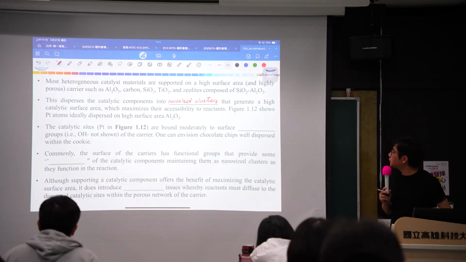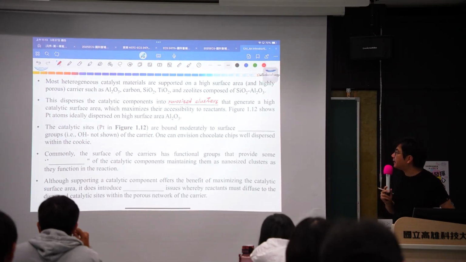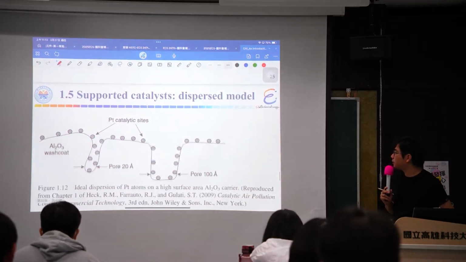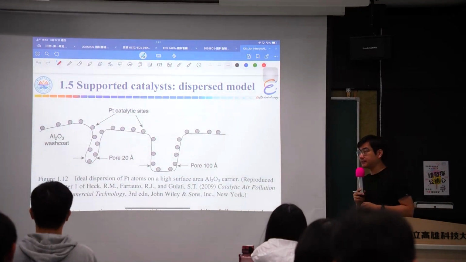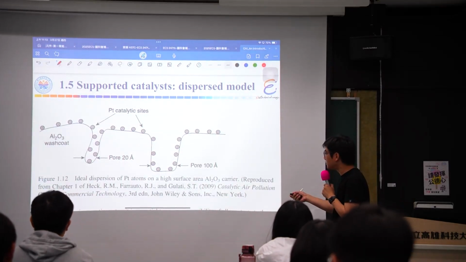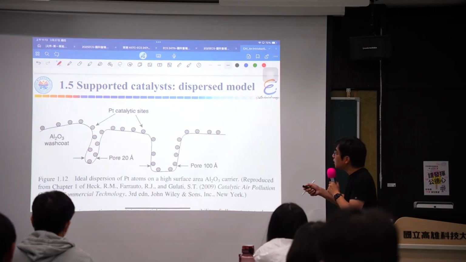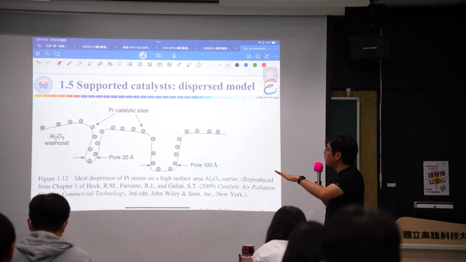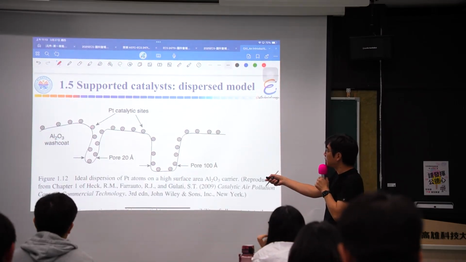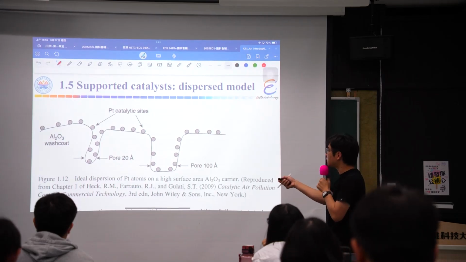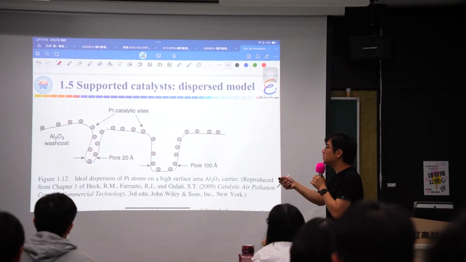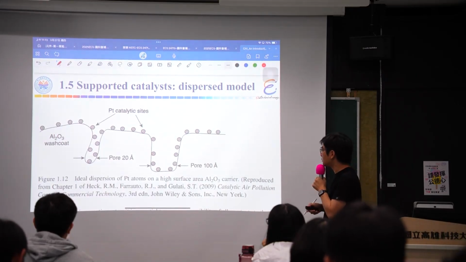Okay, so there is a figure showing that platinum ideally disperses on high surface area aluminum oxide shown here. This is ideal, okay? Ideal dispersion model of platinum on high surface area aluminum oxide. So you have very dispersed, you see, this is a platinum nanoparticle, nano-sized platinum. Very dispersed, and there's no aggregation between particles.